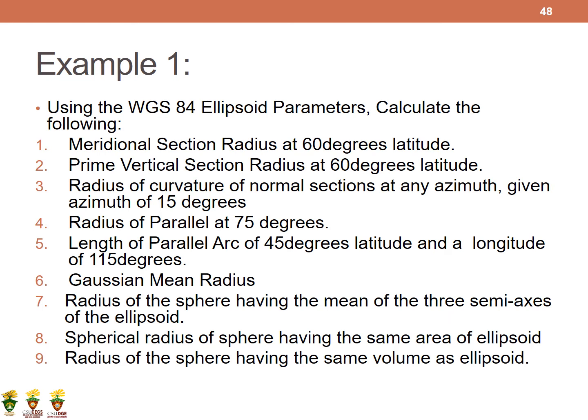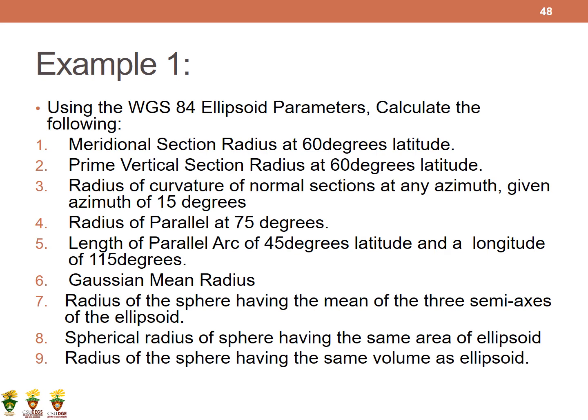We're going to go now for the example of the mathematical formulas we discussed earlier. So using the WGS84 ellipsoid parameters, calculate the following. First is the meridional section radius at 60 degrees latitude, prime vertical section radius at 60 degrees latitude, the radius of curvature of normal section at any azimuth given the azimuth of 15 degrees, radius of the parallel at 75 degrees, length of the parallel arc of 45 degrees latitude and a longitude of 115 degrees.